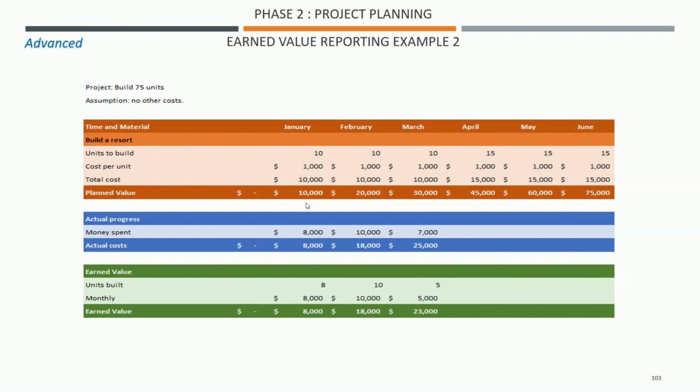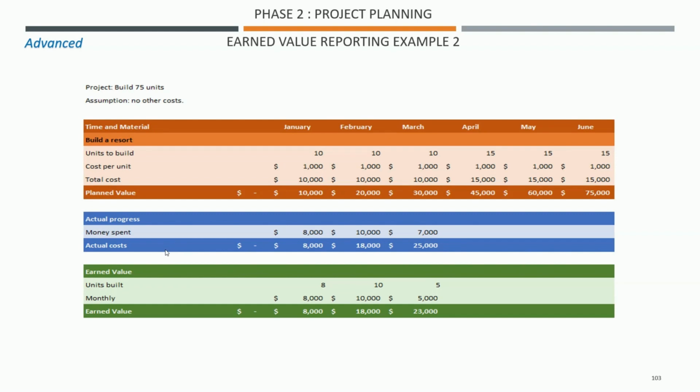It's a schedule-based budget in your orangey color, and you plan to build 10, 10, 15, 15, 15, and at the end you should have your 75 units. So here we track the actuals, the money spent at the end of each month. End of January, we have spent 8,000, then 10,000, then 7,000. So at the end of March we have spent 25,000.